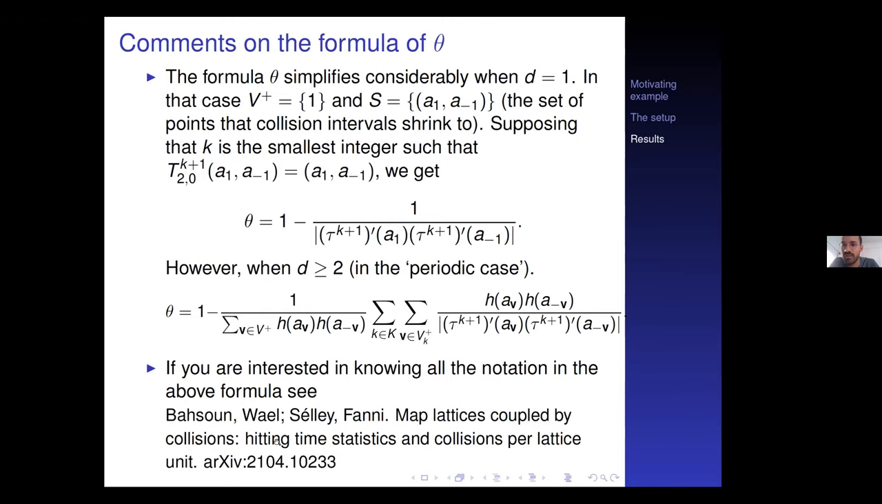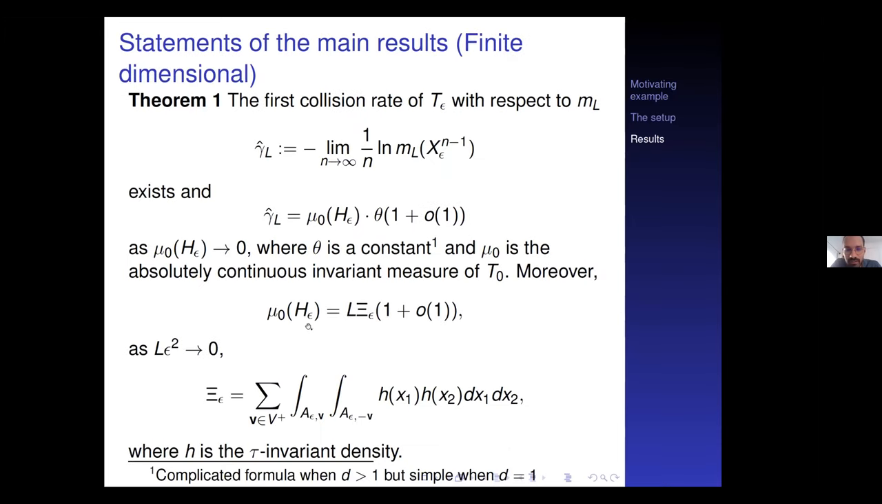Just a short question, if I may. The formula, Wael, that you wrote in Theorem 1 for gamma L reminds me of the formula that Keller obtains for the dominating eigenvalue with this rare event Perron-Frobenius operator. Is this the same type of tools you use?